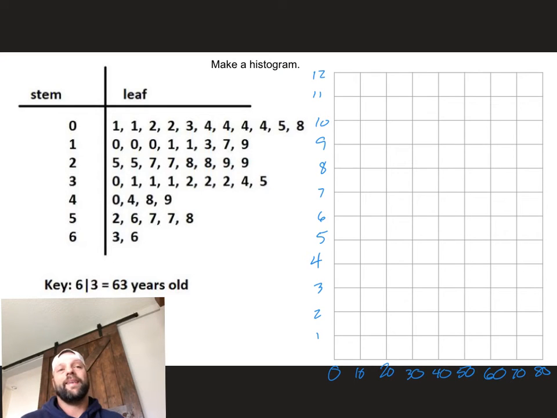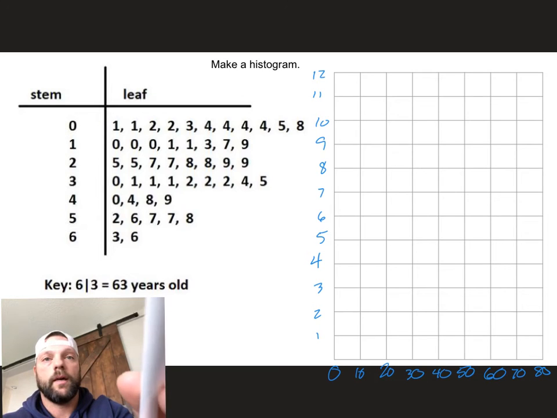Not always do your intervals need to be 10. You can go by 5, you can go by 8. You just want to make sure your numbering is consistent with it. That would be a common flaw or a common mistake with a histogram. So you just want to make sure your numbering is consistent.